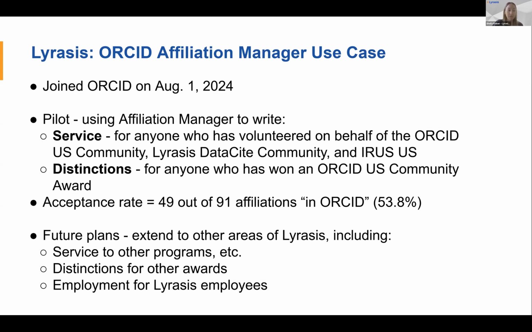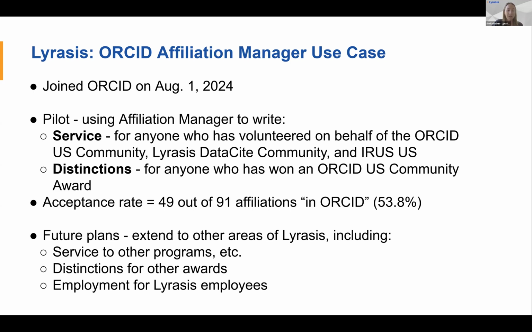So we started with a pilot, just looking at anyone who is affiliated with the ORCID US community, our data site consortium, and also the IRIS program that I mentioned. So we were looking at service affiliations for anyone who has volunteered on behalf of one of these programs. And we also have an awards program for the ORCID US community. So we've been writing or pushing distinctions for anyone who has won an ORCID US community award. And we were looking at from the start of the program in 2018 until now.